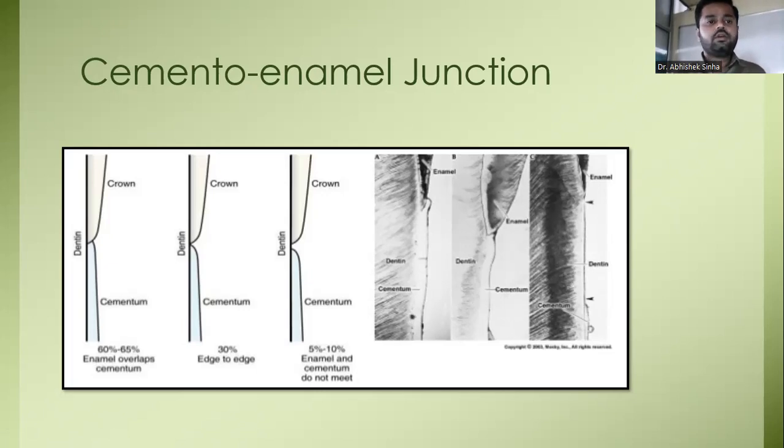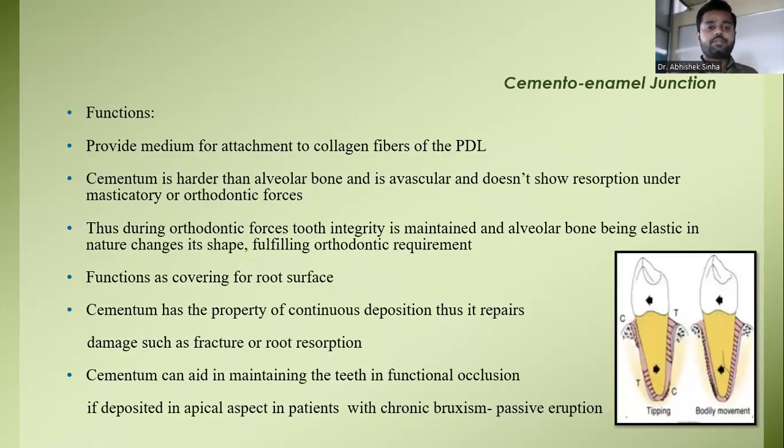Now, what is the function of cemento-enamel junction? It provides medium for attachment of the collagen fibers. Cementum is harder than alveolar bone and is avascular, so does not show resorption under masticatory orthodontic forces. Thus, during orthodontic forces, tooth integrity is maintained and alveolar bone, being elastic in nature, changes its shape, fulfilling the orthodontic requirement. It also functions as covering for the root surface. Cementum has the property of continuous deposition, thus it repairs damage such as fracture or root resorption. So this is the function.